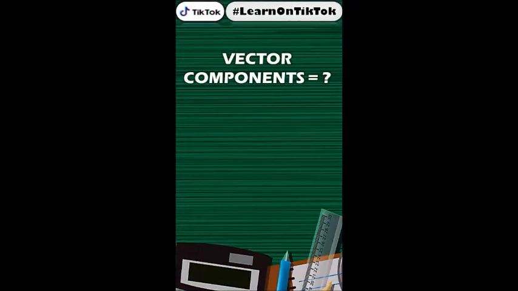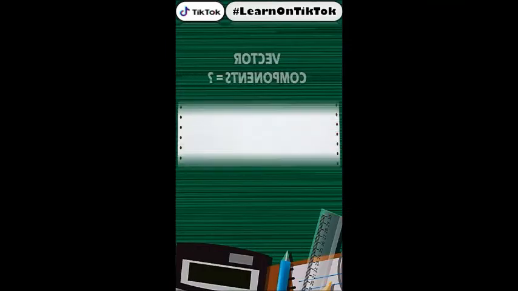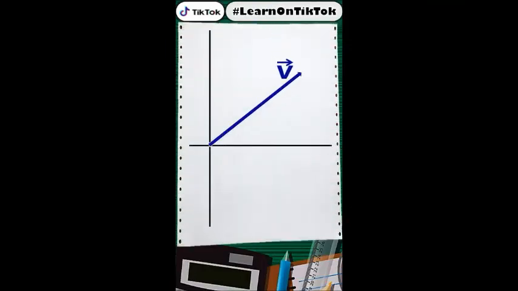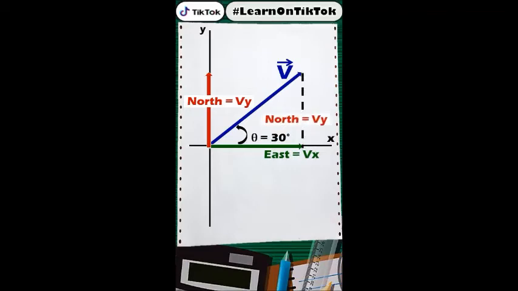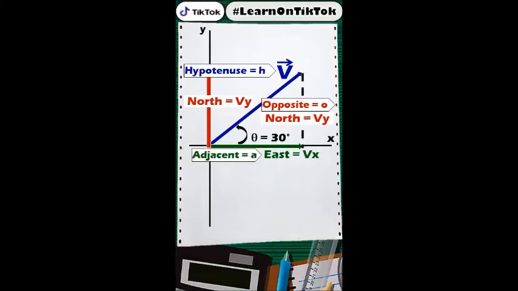It is common in physics problems to ask for the components of a given displacement vector. For example, vector v is a displacement vector that points 30 degrees north of east. The positive x-axis is the east, denoted as Vx, while the positive y-axis is the north, denoted as Vy. Now, the vector components are Vx and Vy. This actually forms a right triangle. The longest side is called the hypotenuse, labeled as h, the side opposite to the angle is labeled as o, while the side adjacent is labeled as a.